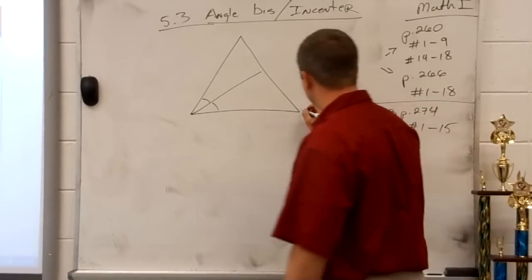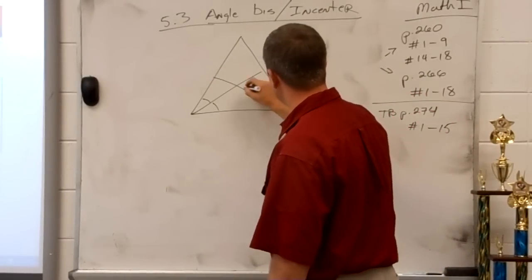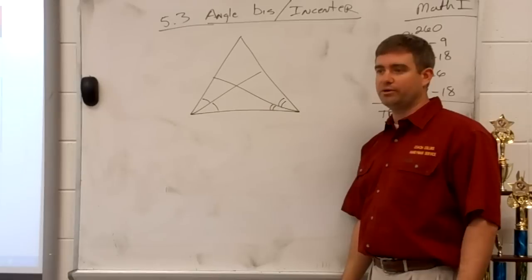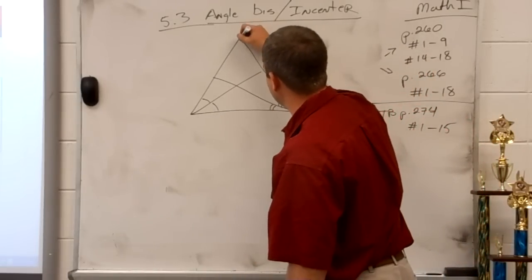Here's my attempt at drawing. You would cut this angle in half. That's what that means. You would cut this angle here in half, and that's how that would look. How many more do we have? One more. There are a total of 3 angle bisectors in any triangle.